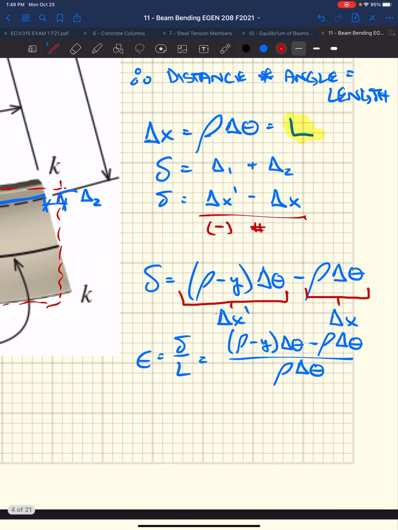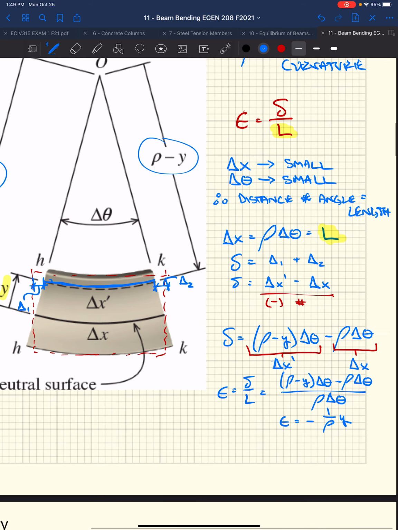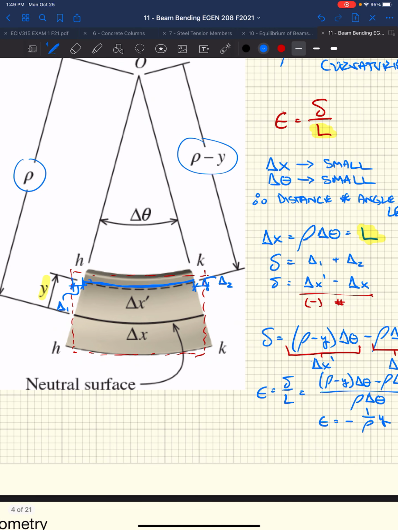Okay, so we come up with a super long equation for strain. Well, when it boils down to it, you can simplify it. You get strain equals negative 1 over the radius of curvature times that distance y, right? Where y is the distance from our neutral axis to our arbitrary line, or point within our cross section that we're looking at. What is our change in length of that piece of material?